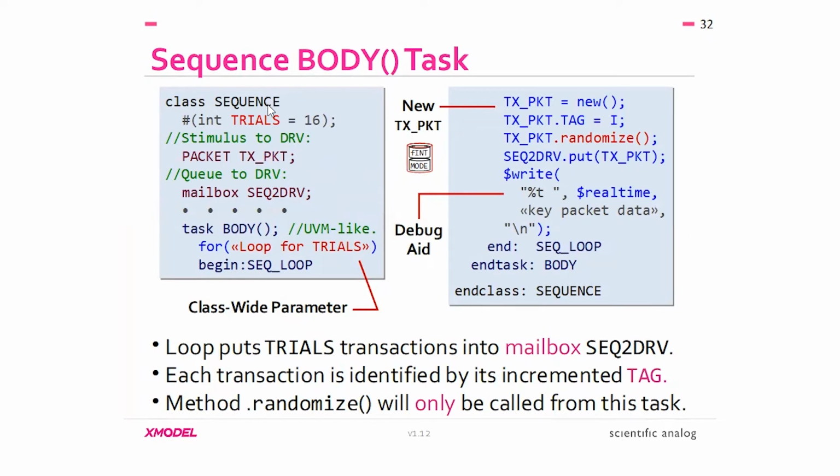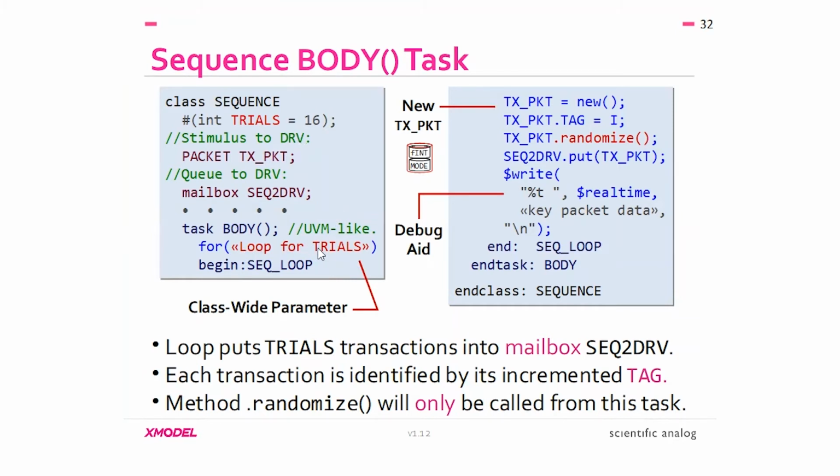Slide 32, here's our first look at the sequence class code. It is a parameterized class, and we're using this trials parameter to control the number of loop iterations. It defaults to 16. Before we enter the loop, we're declaring a packet meant for the driver. It's going to be transmitted down to the driver through this mailbox. And then here is the key method within the sequence class. We've given it the UVM-like name body.